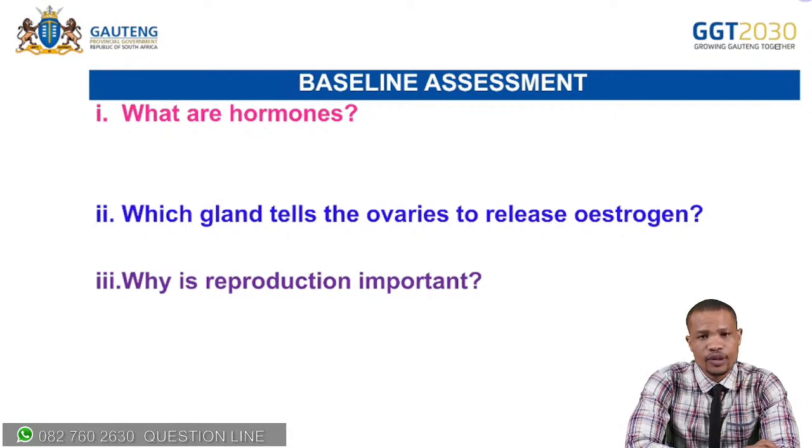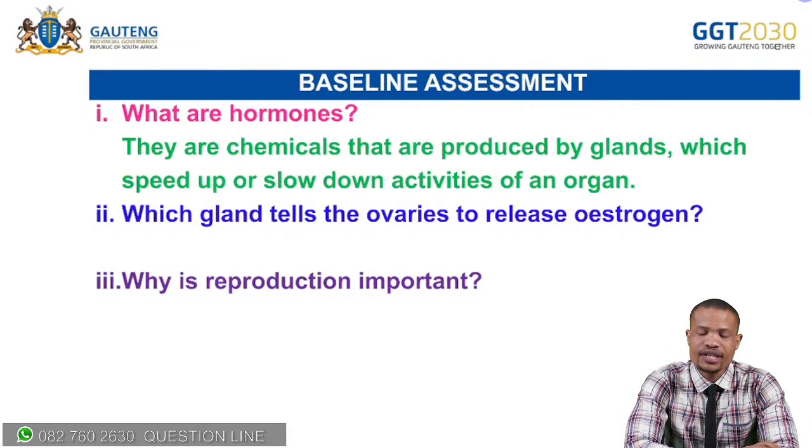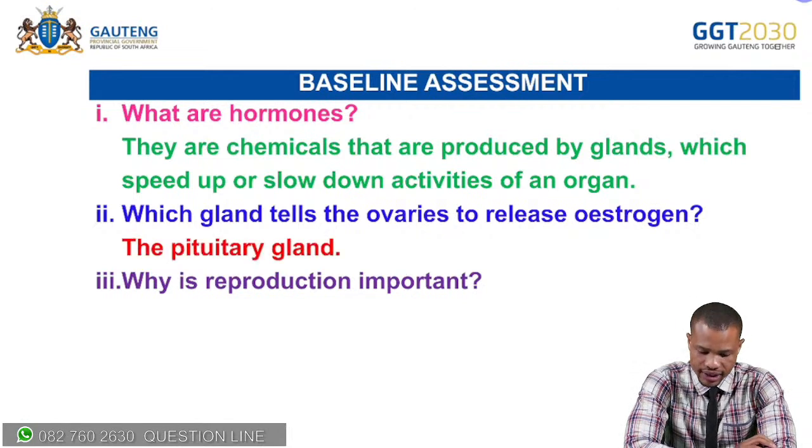What are hormones? Anyone? Yes, that is correct. Hormones are chemicals that are produced by glands which speed up or slow down activities of an organ. Okay? So which gland tells the ovaries to release estrogen? Yes, that is the pituitary gland.